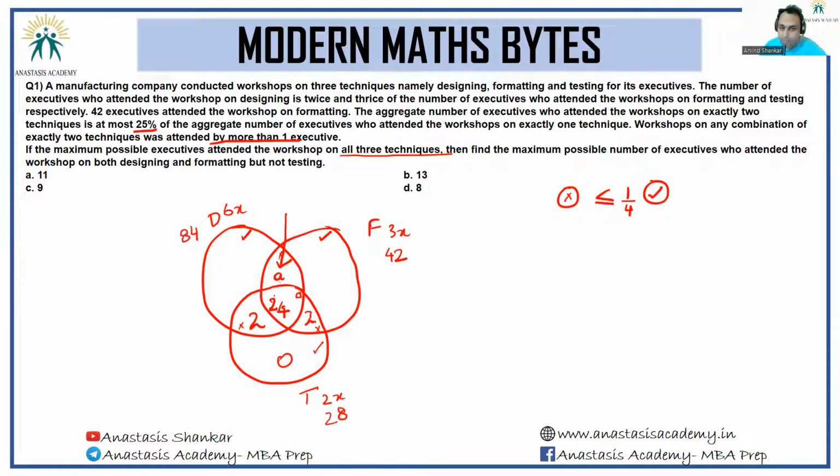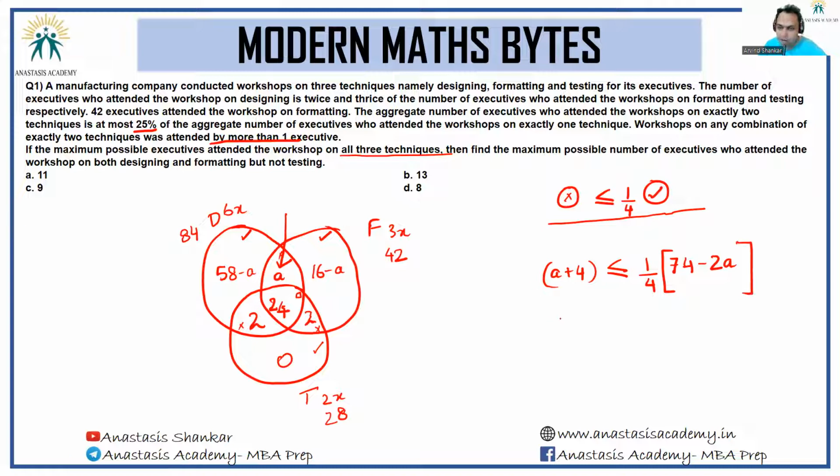Now I'm taking this middle portion as A. Only one within formatting would be equal to 26 gone, so 16 minus A. And only one within designing will be 26 gone, so 58 minus A. Now we simply have to ensure this condition. Crosses is equal to A plus 4. This has to be less than equal to 1/4 of 58 plus 16, 74, 26 gone, yes, 74 minus 2A.